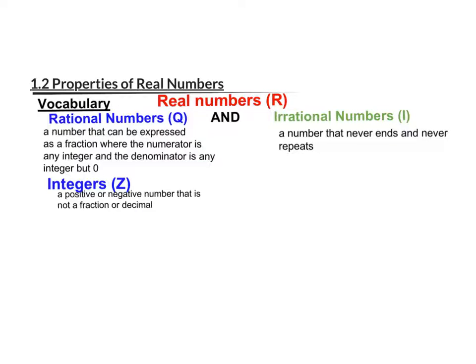A positive or negative number that is not a fraction or a decimal. Okay? So the way I like to think about it is, and again, this is not correctly using the definition of the word that I'm about to use, but it's a positive or negative whole number. No fractions, no decimals, positives and negatives are good. Okay? No fractions, no decimals.